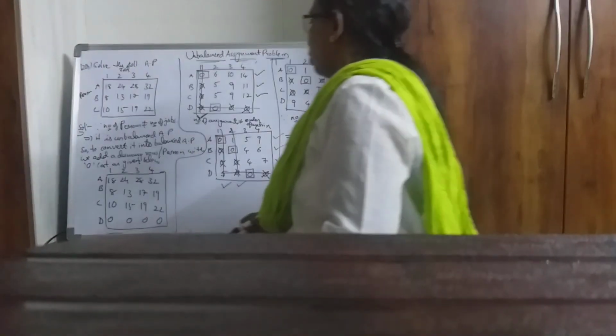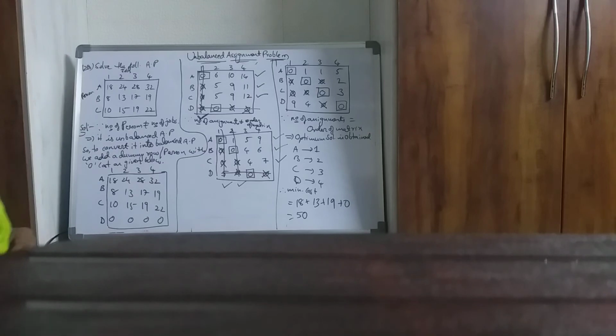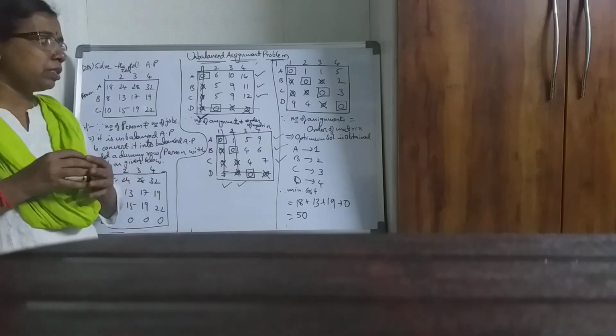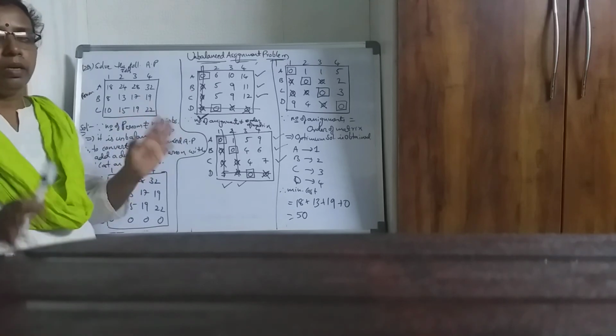So this is how you have to solve when you are adding a dummy row. This is an unbalanced assignment problem. Same procedure you will have, just you will add a dummy row or a dummy column.